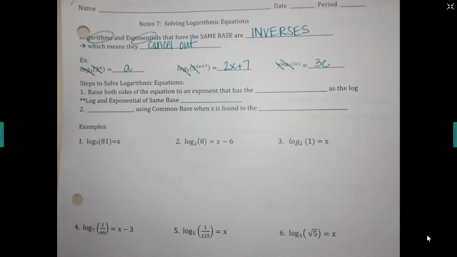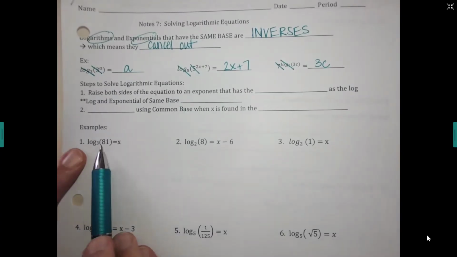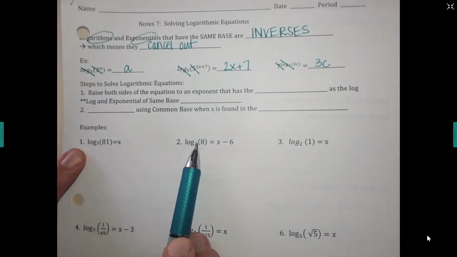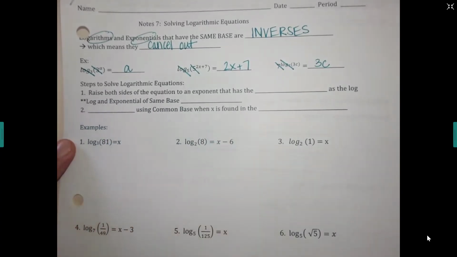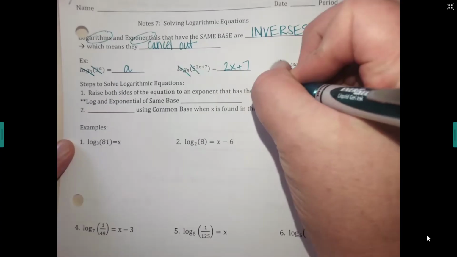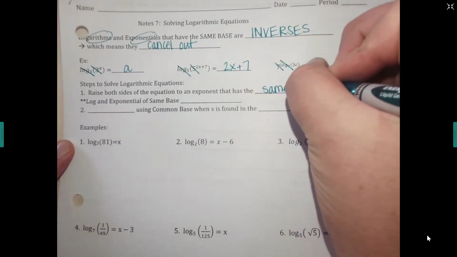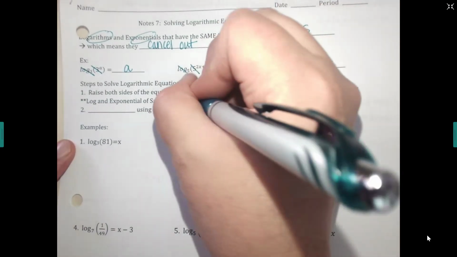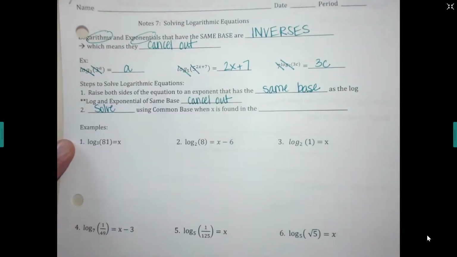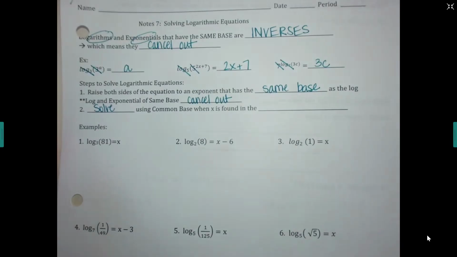Okay? So here's how you're going to solve these types of equations. If you have a log little 3 or a log little 2, you are going to raise both sides of the equation to the same base as the log. And log and exponentials of the same base cancel out. Then you're going to solve using common base.